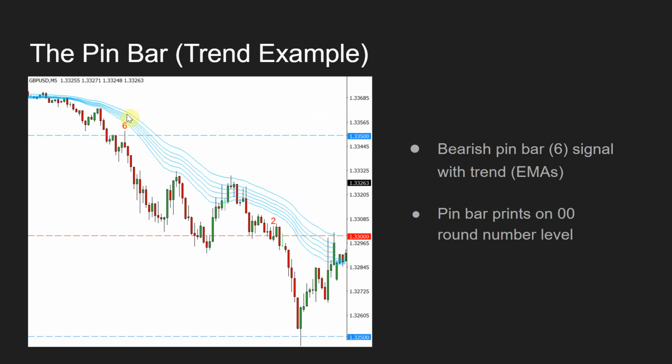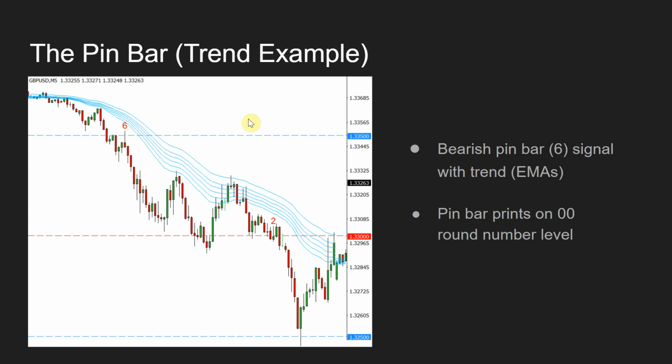In this particular example, the reason this is a very good signal is that we've got a bearish pin bar signal with the trend, so with the EMA. As I mentioned in part 1, these are the 30 to 60 EMAs, all pointing down, all in the right direction, and the momentum is to the downside. So we're going with the trend, looking to go short. We see a rejection candle.